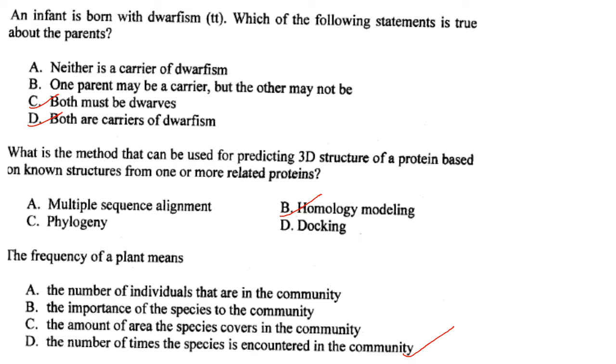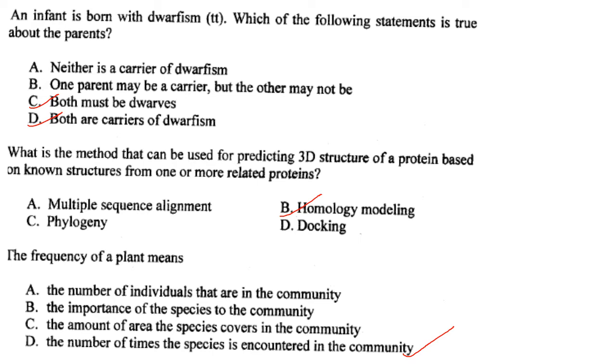But if both are carriers of dwarfism, then also you can get a dwarf child, because carriers of dwarfism means they will be heterozygous. So they will be capital T small t into capital T small t. So there is a chance that you will get an infant born with small t small t. So as per me, both C and D are correct.